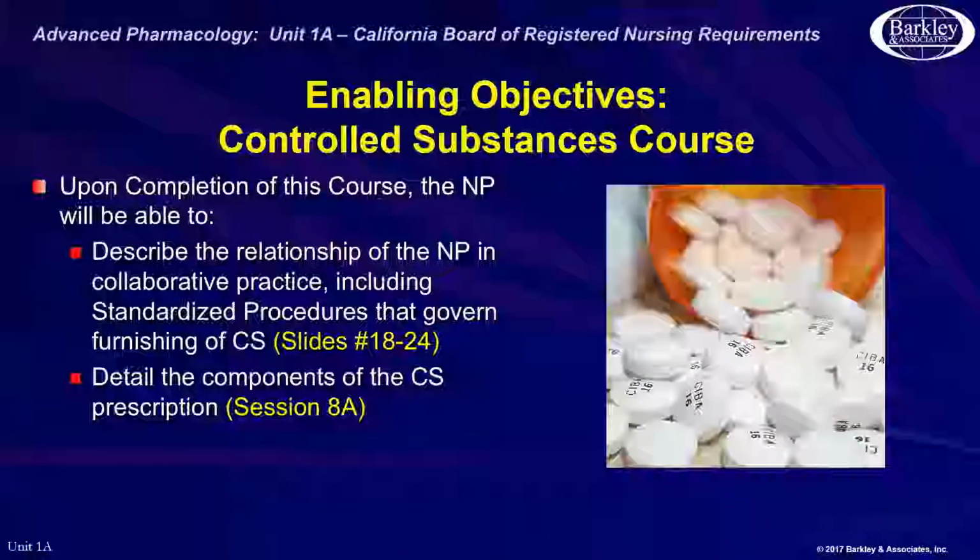Other enabling objectives that the student will be able to know upon completion of this course will include describing the relationship of the nurse practitioner in collaborative practice, including standardized procedures that govern the furnishing of controlled substances. As we get further into this discussion, along slides 18 to 24, we'll describe standardized procedures in more detail. We'll also detail the components of the controlled substance prescription in Session 8A, Introduction to Prescribing Controlled Substances of the course.